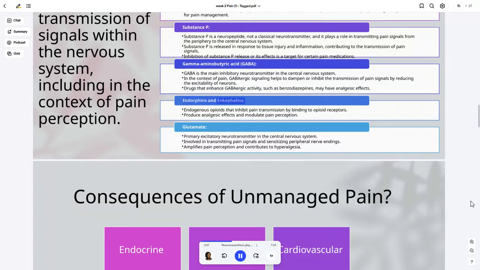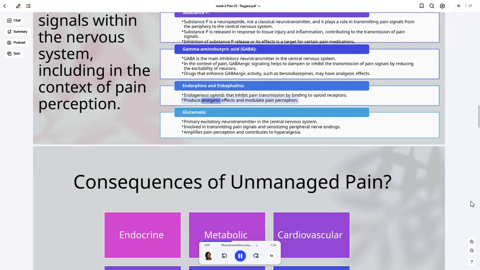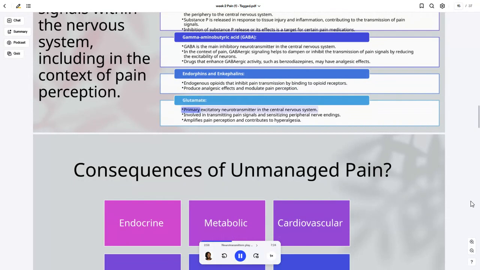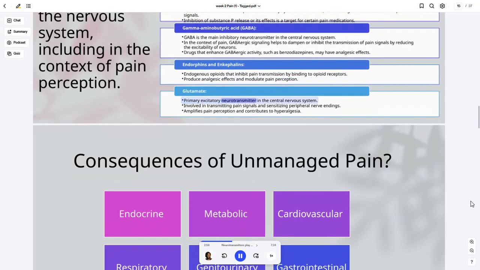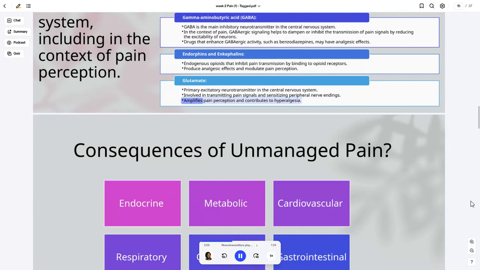Endorphins and enkephalins are endogenous opioids that inhibit pain transmission by binding to opioid receptors, producing analgesic effects and modulating pain perception. Glutamate is the primary excitatory neurotransmitter in the central nervous system, involved in transmitting pain signals and sensitizing peripheral nerve endings. It amplifies pain perception and contributes to hyperalgesia.